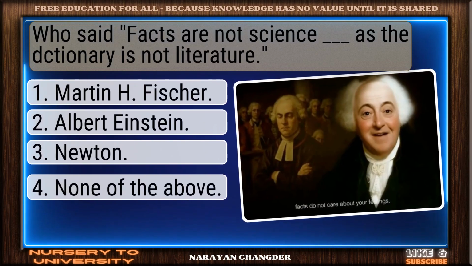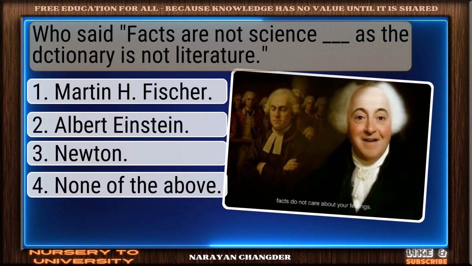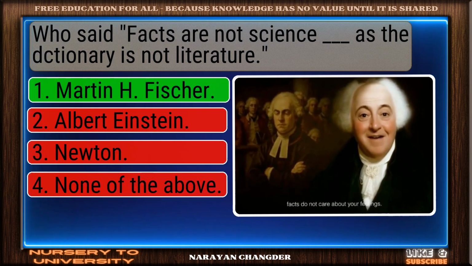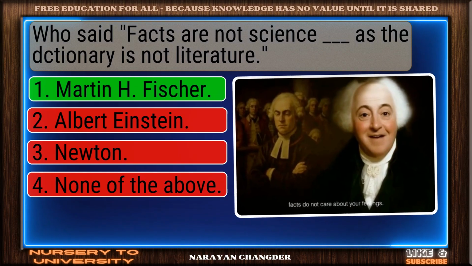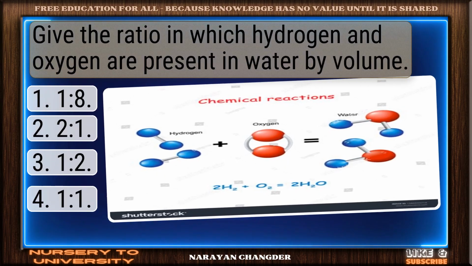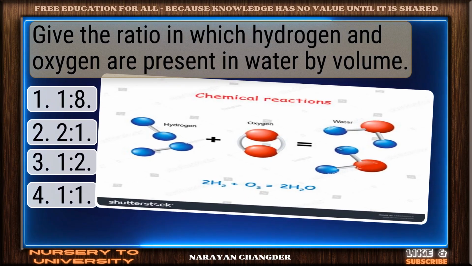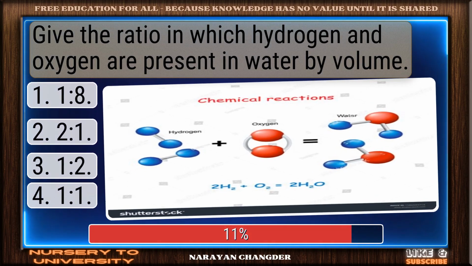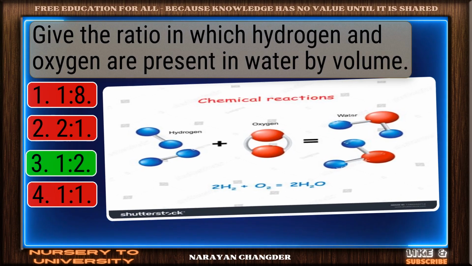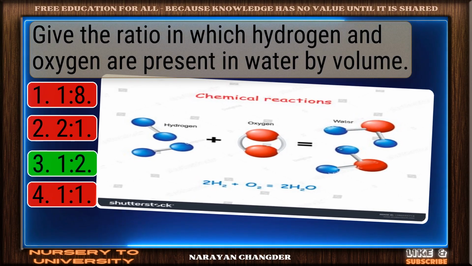Who said, facts are not science dash, as the dictionary is not literature. Good thinking. Martin H. Fisher is right. Give the ratio in which hydrogen and oxygen are present in water by volume. Correct response. 1:2 is accurate.